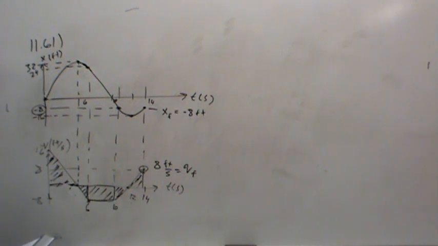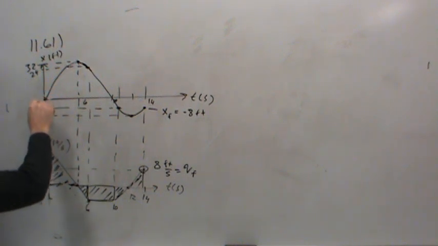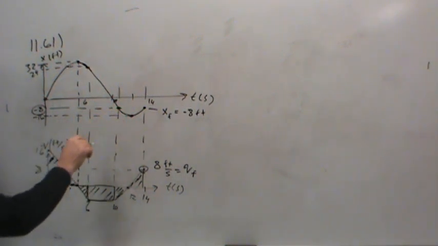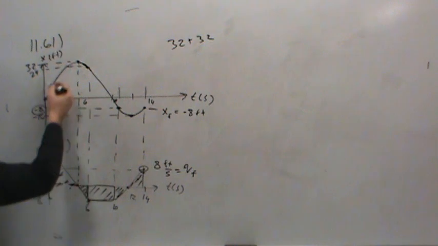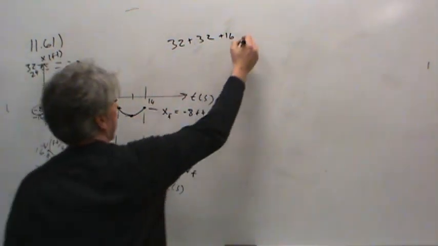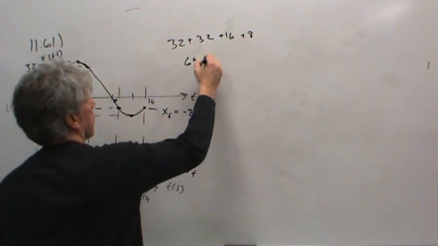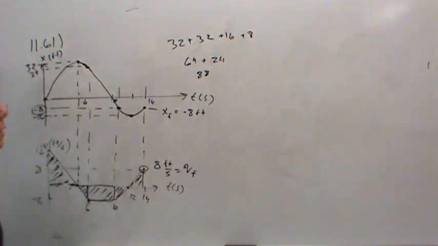And I thought they wanted the total distance traveled though, so not the final position, but the total distance. That's a different thing. The total distance traveled would be from here out to 32, plus the 32 feet back, that's 64, plus 16 feet. Let me keep track of this. What did I say? 32 plus 32, so going out, coming back, that's that distance. And then plus 16 feet, and then coming back 8 more feet. So 64 plus, what did I say, 24. So that's what, 88? I traveled 88 feet or so? Well, exactly 88 feet.